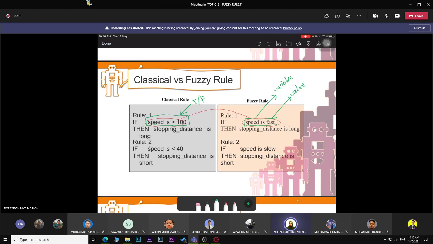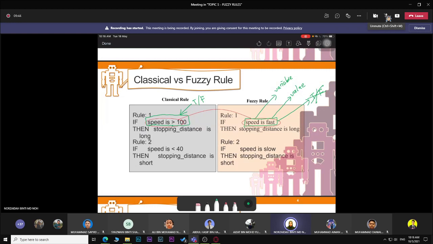Okay, so if you look, there is one difference: speed is more than 100 versus speed is fast. When speed is fast, the value is no longer true or false. Betul tak? You cannot say that speed is fast true, speed is fast wrong. So what you can have here is some kind of degree of membership to identify how much the speed belongs to the group fast, to the set fast.